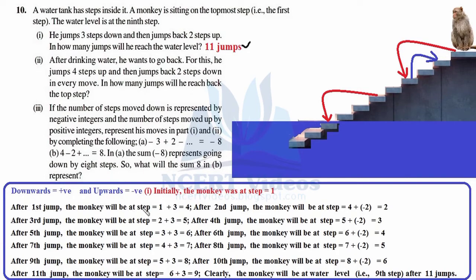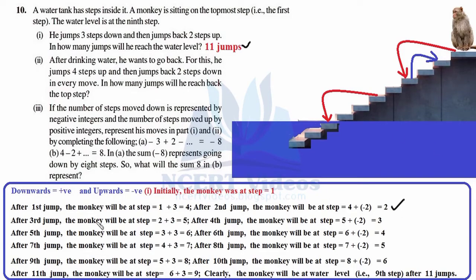You can count it: 1, 2, 3, 4, 5, 6 and 7. So, one time up, one side down. So, total is 10 jumps plus the last jump, that is 11. The explanation is given in the box downside.